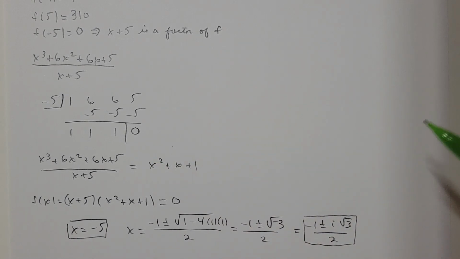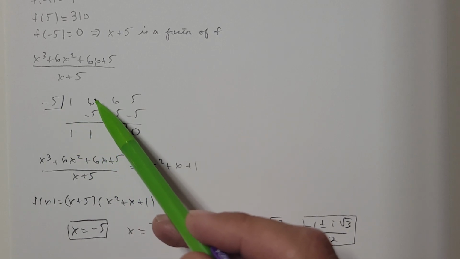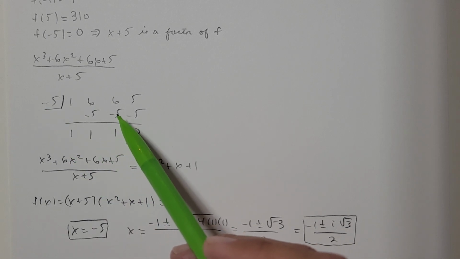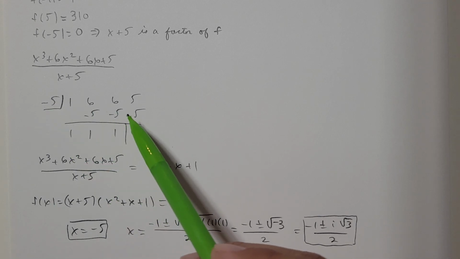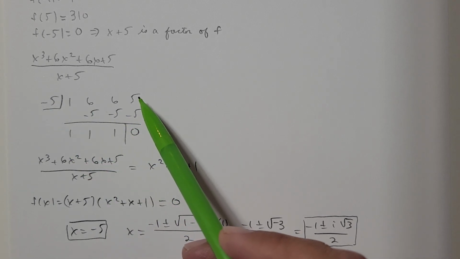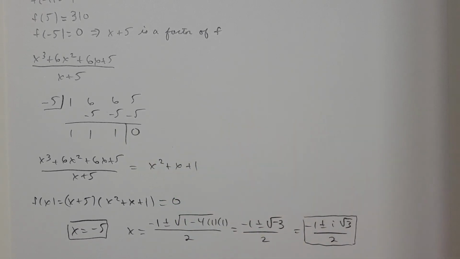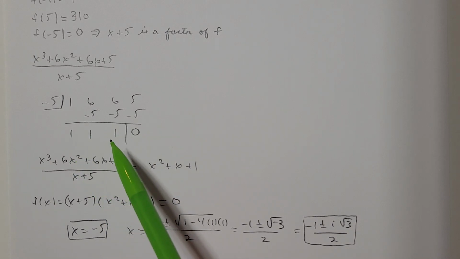Okay, let's check that. So bring down the 1. 1 times negative 5 is negative 5. 6 plus negative 5 is 1. 1 times negative 5 is negative 5. 6 plus negative 5 is 1. 1 times negative 5 is negative 5. 5 plus negative 5 is 0. That looks good. I expected that, right? But we're more interested in what's to the left of this.